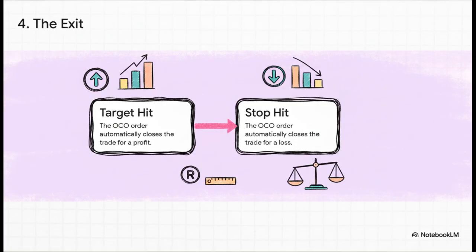And last up, the exit. You know the best part? Because of that OCO order we set up, it's all hands off. It's automated. If the price hits your target, boom, you're out with a profit and the stop order disappears. If it turns around and hits your stop, you're out with a planned loss and the target order is gone. This takes all the emotion, all the second guessing, right out of the equation.